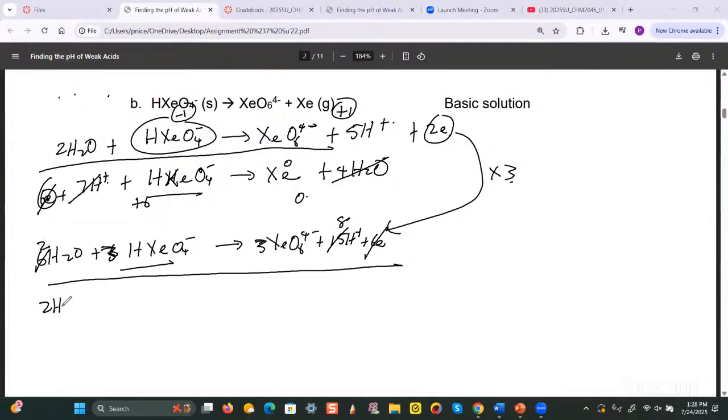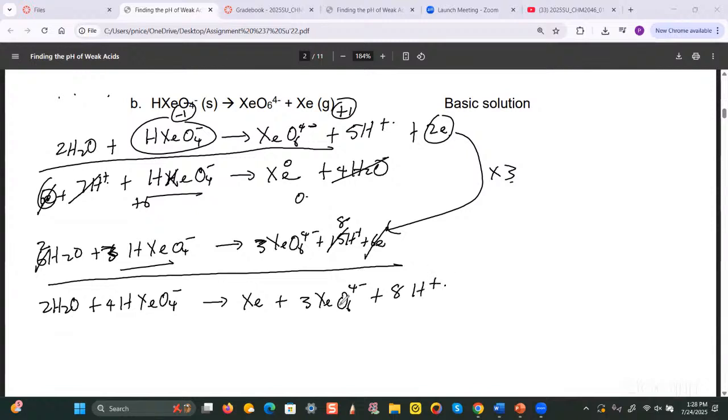So we can simply represent the addition of those two as, oh, before I do that, let me put the 2 H2O first, right? But I was about to say that you can add this to this. You have 1 of these, you have 3 of these. So this would be 4 HXeO4 minus. And then on the product side, you're going to have Xe plus 3 XeO6 4 minus plus 8 H plus.